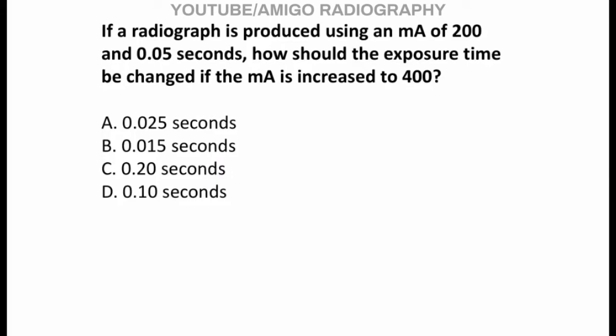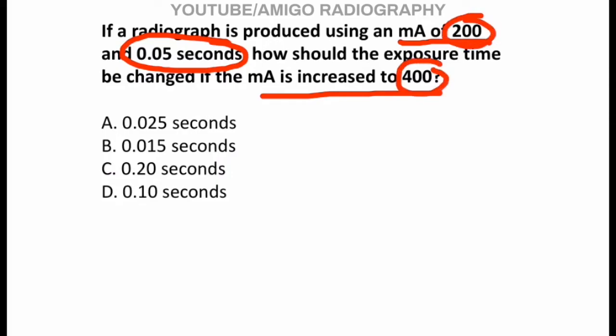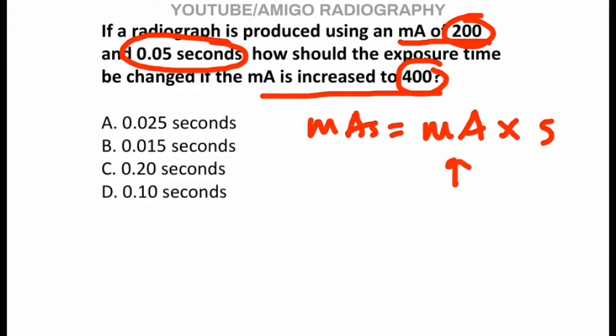The initial MA is 200, the next MA is 400, and the initial exposure time is 0.05 seconds. So if we increase from an MA of 200 to 400, how does the exposure time need to change? So remember our mass formula. Mass is equal to the MA multiplied by the exposure time. And so our MA is increasing, so our exposure time must decrease.